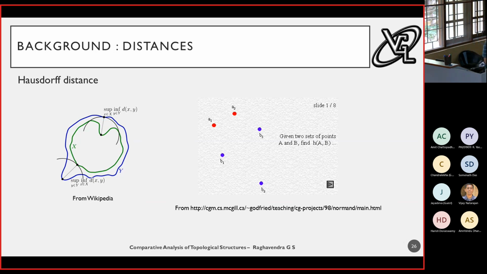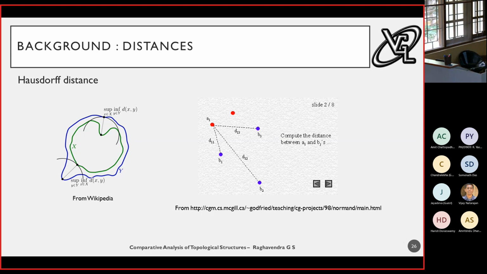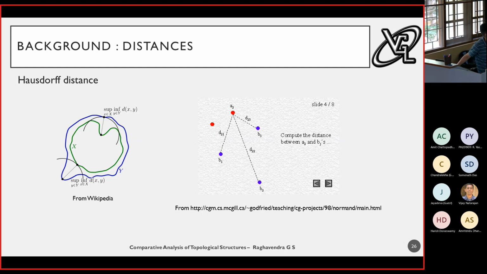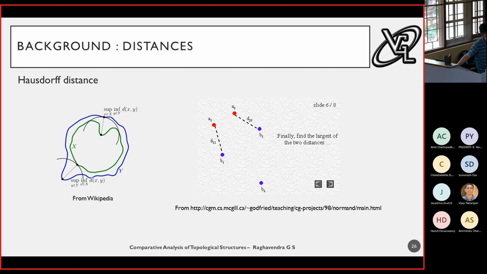In this case, we again have two sets of points highlighted in red and blue. The way the Hausdorff distance is calculated is by first considering a point in the red set and finding the distances to all the points in the blue set, and we consider the least among them. Again, we consider the next point, and so on, and again we consider the least among those distances. Among all those short distances, we pick the largest of those. That gives the distance from set red to set blue. In the other direction, we do the same thing, which gives us the set distance from blue to red, and we pick the maximum of them to be the Hausdorff distance.